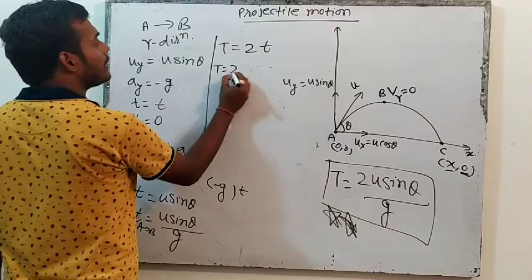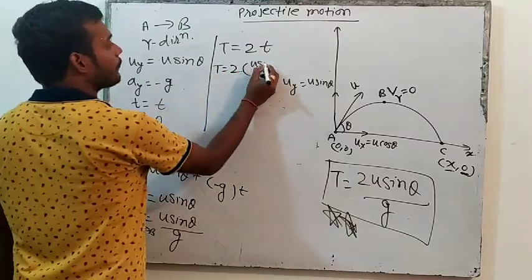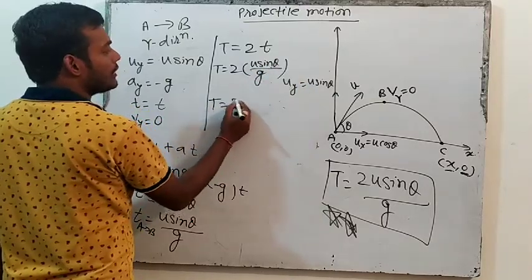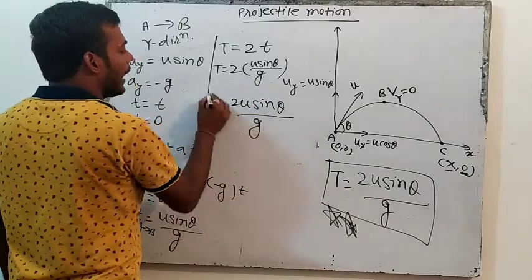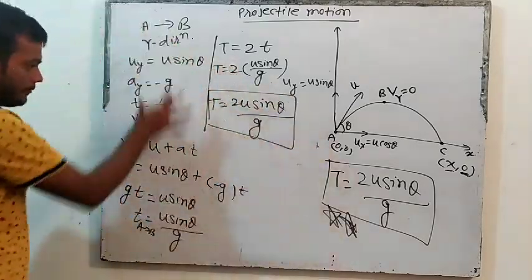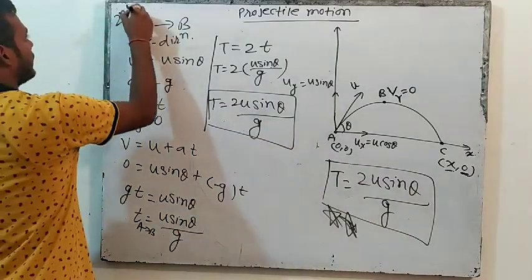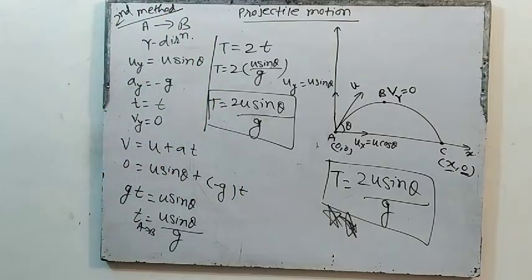So what will be the total time of flight? 2 into t is how much? 2u sin theta by g. So what will be the formula? Again, total time of flight will be 2u sin theta by g. So either you can prove it like this or you can prove it by the earlier method. This is the second method to solve time of flight.